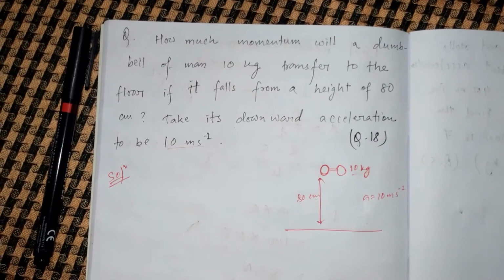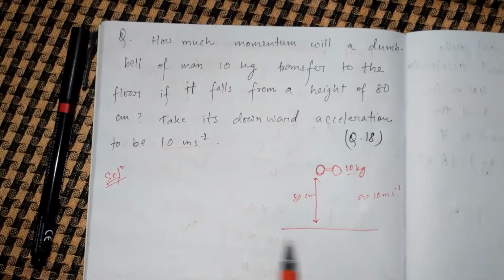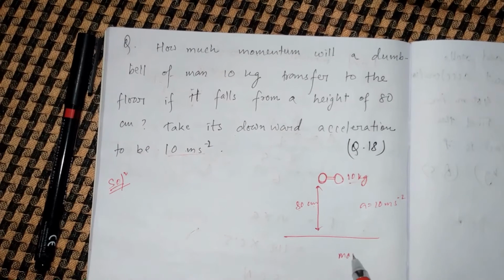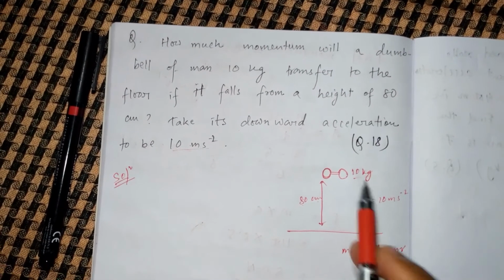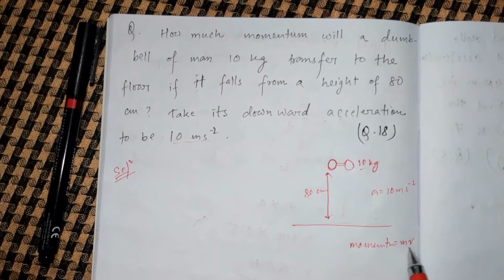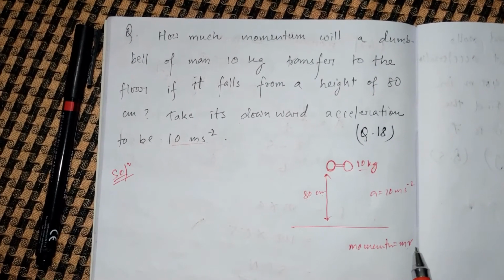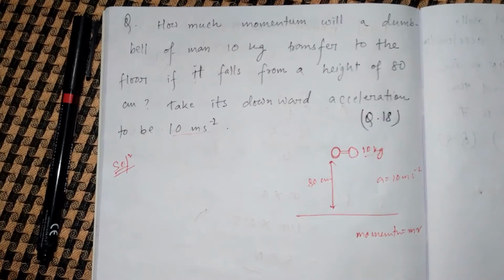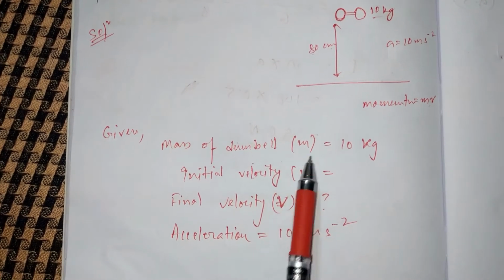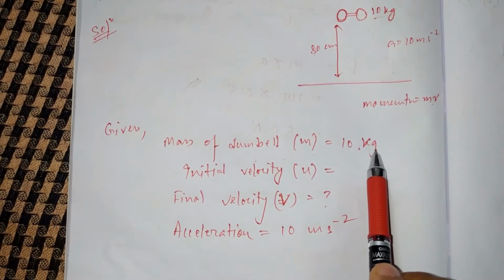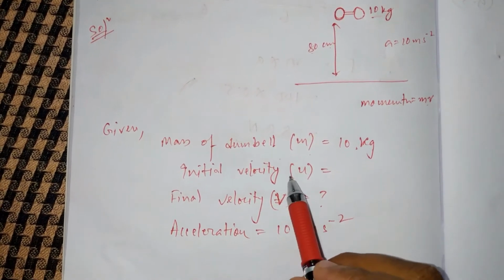So for that, the formula of momentum we know, momentum equal to mv. So mass we have, but we don't have this v, so we need to find the final velocity. So let's see how it is done. So students, here you have given mass of dumbbell is 10 kilogram, okay? Then you have initial velocity. So what will be the initial velocity?